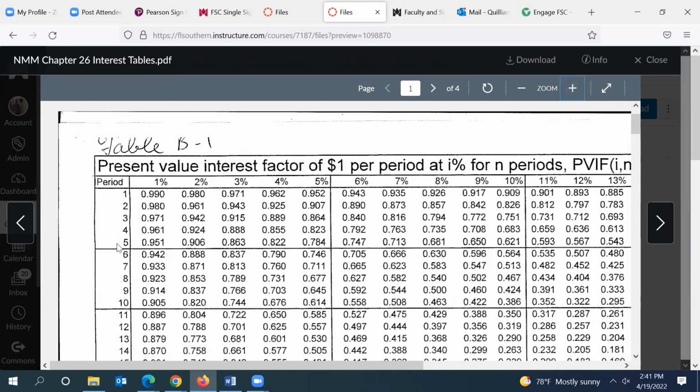So number of periods 5, we come down the left-hand side to that row. Then we see across the top, we've got interest rates. We want to come over to the 6% column. So when we do, we see 0.747. Here's what that's saying.